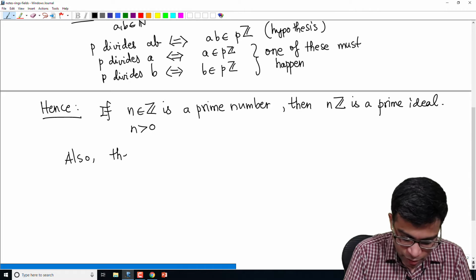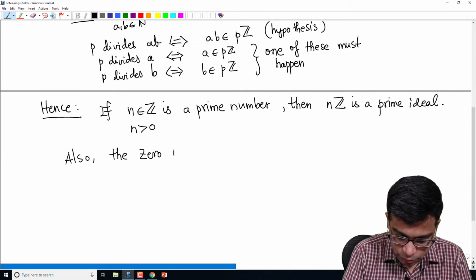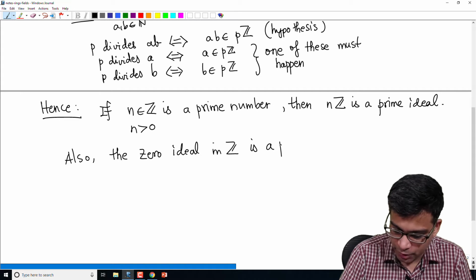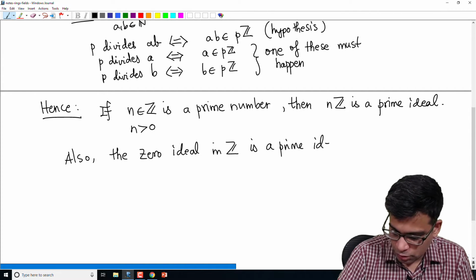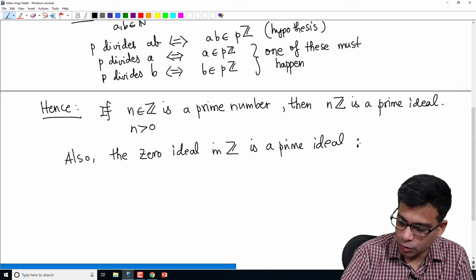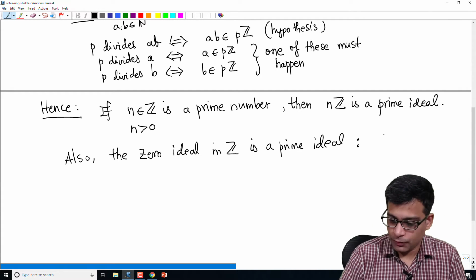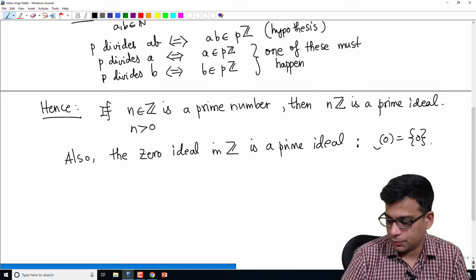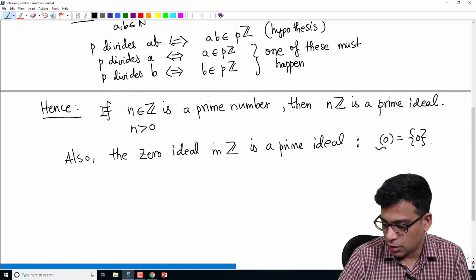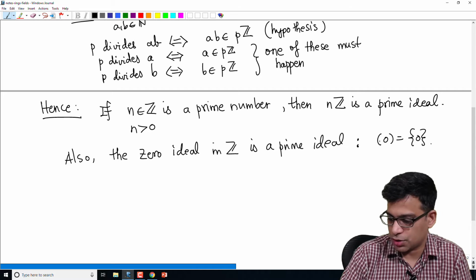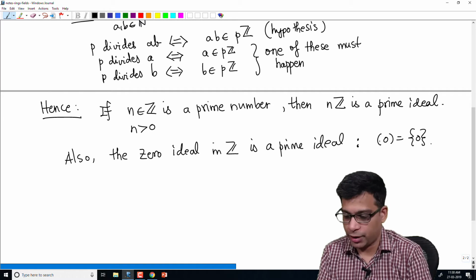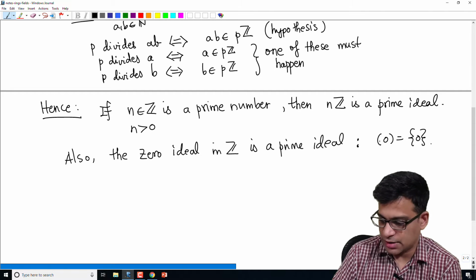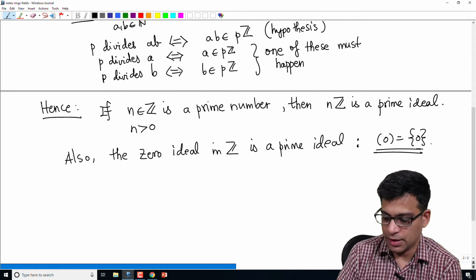Also, the zero ideal in Z is a prime ideal. Why is this? This is also an immediate consequence of the definition. Remember, the zero ideal consists of just the zero element. This is my notation for the ideal: I'll put 0 in the bracket, but as a set it is just the set consisting of 0. But how do you check that this is a prime ideal?